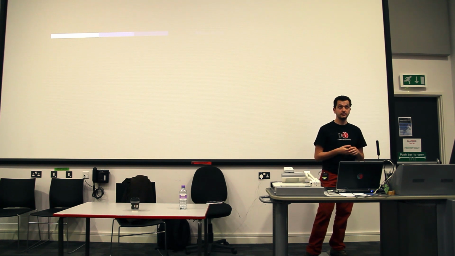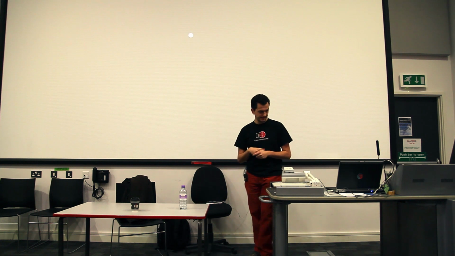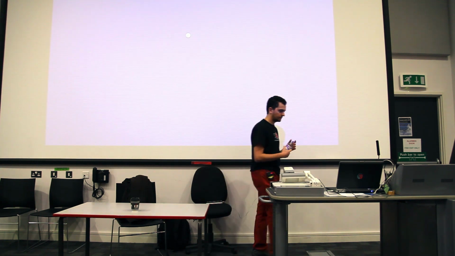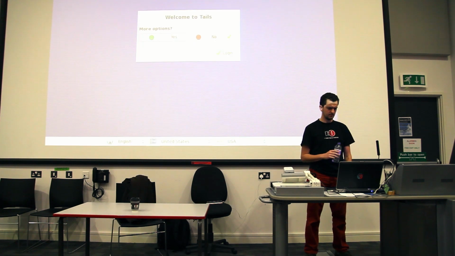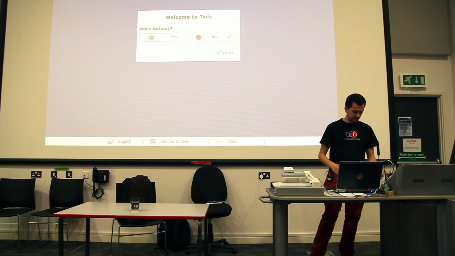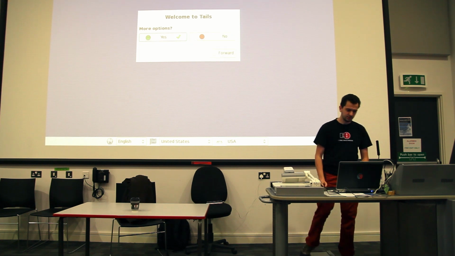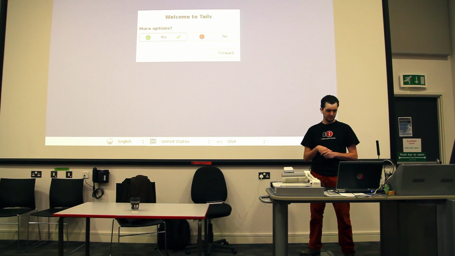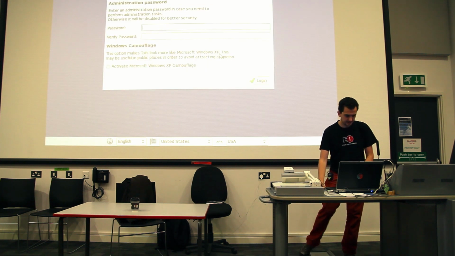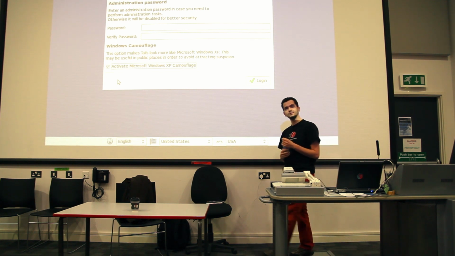So what you see now is a live Linux system booting, right? Tails is based on Debian, which is a Linux distribution. So the first thing it does is ask you if you want to just use it as it is, or if you want options, one of which I find pretty amusing. If you say yes, there's the option to activate Microsoft Windows XP camouflage.